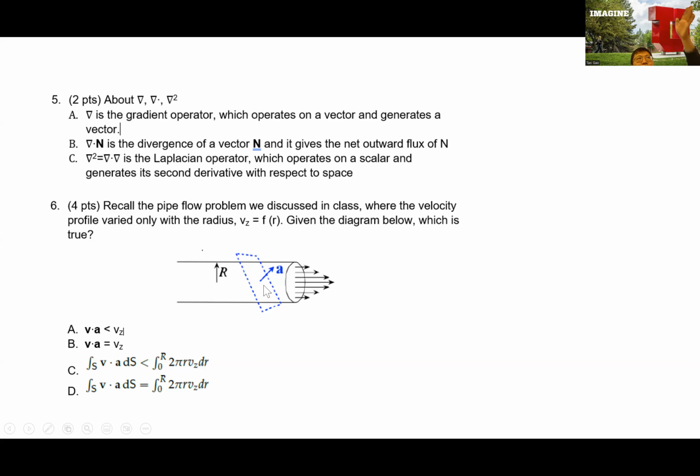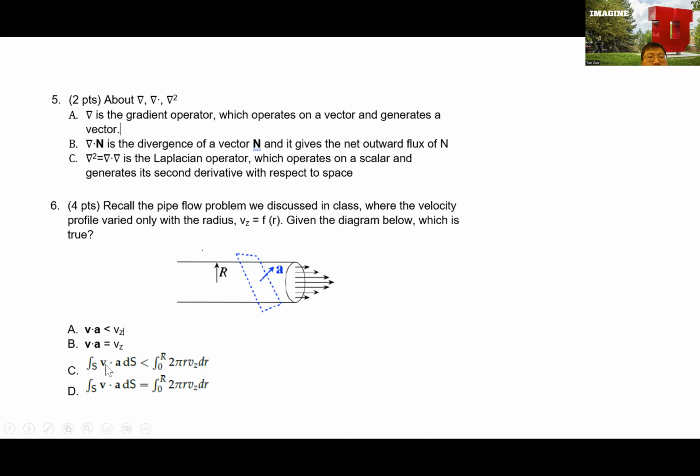But if you cut the tube vertically, so that this cross section is perpendicular to the flow direction, in this case B is correct and A is incorrect, right? Do you see the difference? Now, C and D are also quite confusing here.